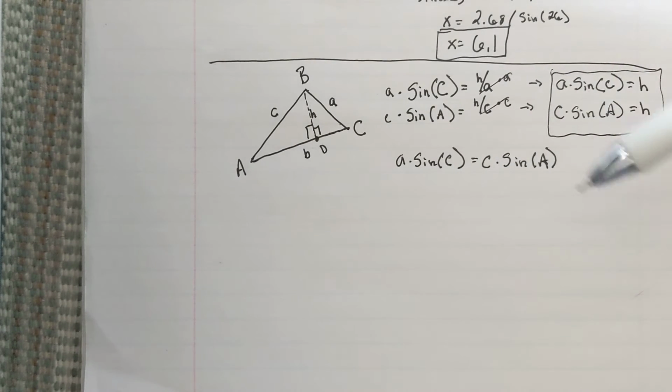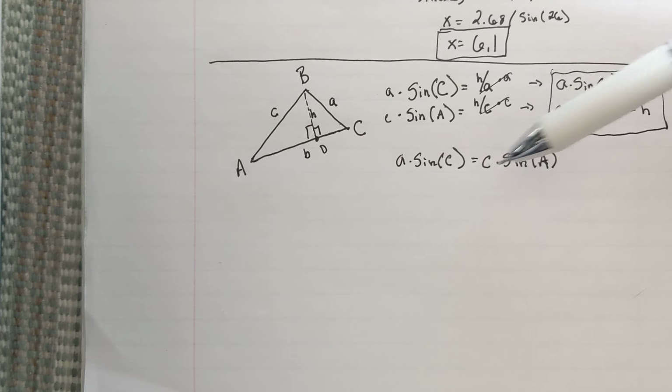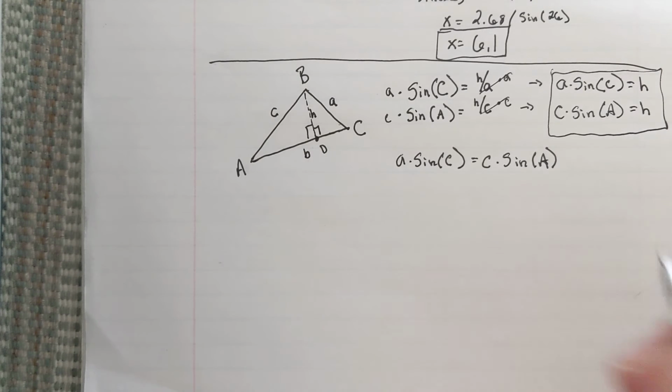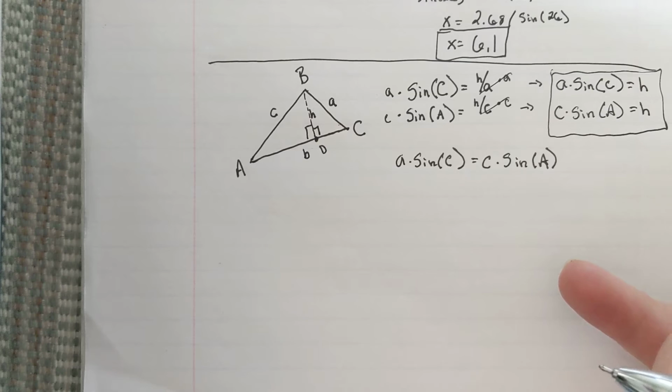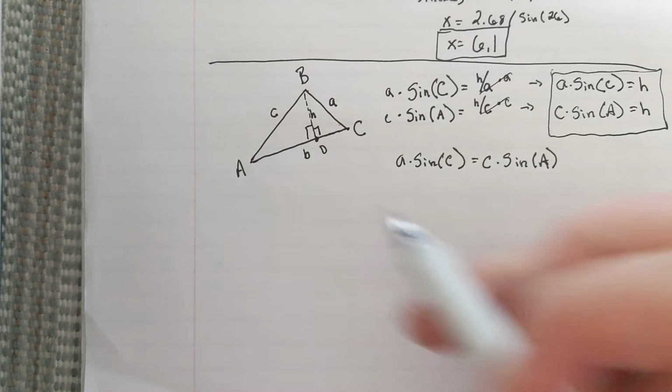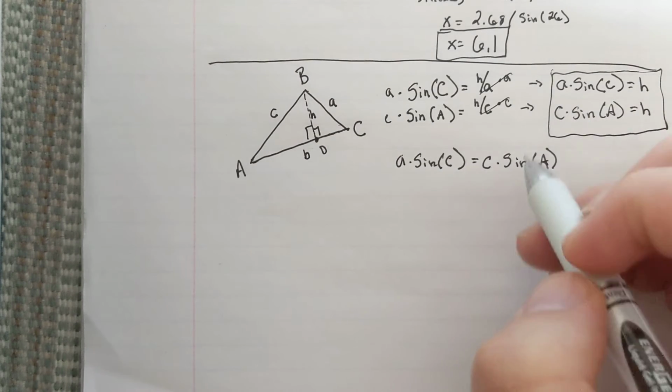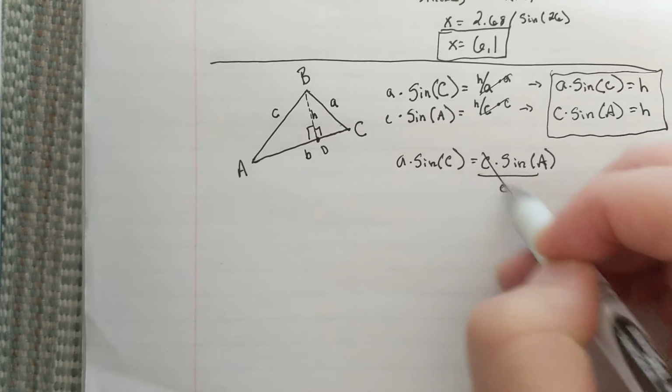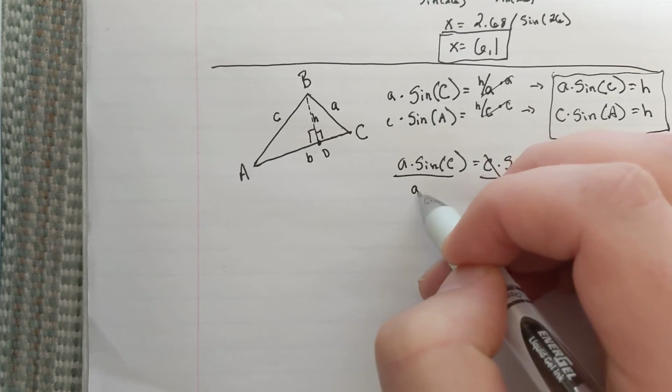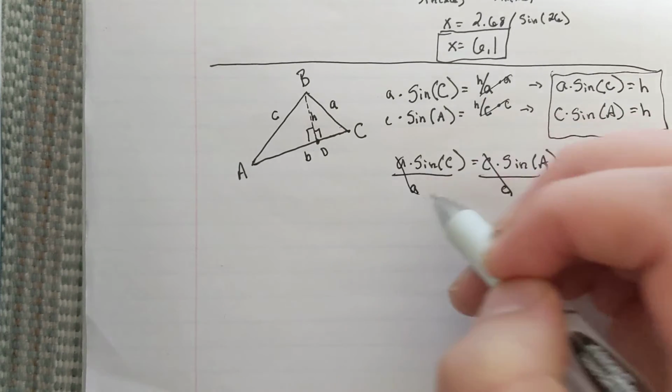I don't know about the rest of you, but it kind of bothers me that I have a C and an A on this side and a C and an A on this side, rather than all the A's together and all the C's together. So that's kind of our last step, is getting the C's together on one side of the equation and the A's on the other, because we're talking about the side length and the angle it creates. So I'm going to divide this by C to undo multiplying by C, and divide this by A to undo multiplying by A.